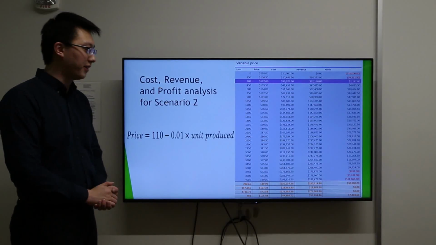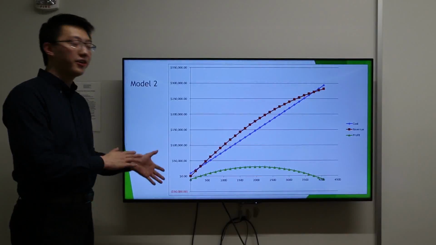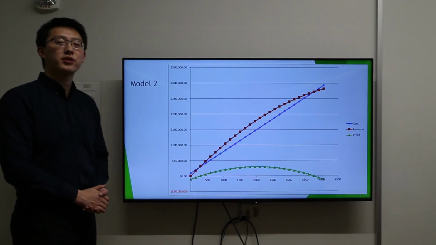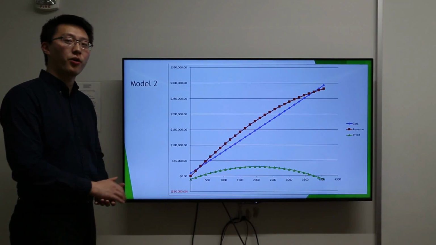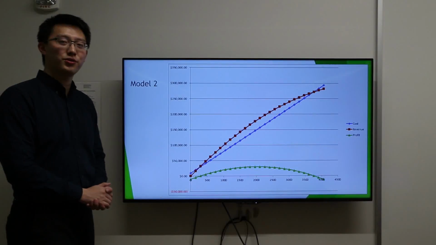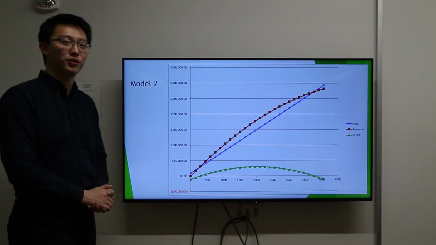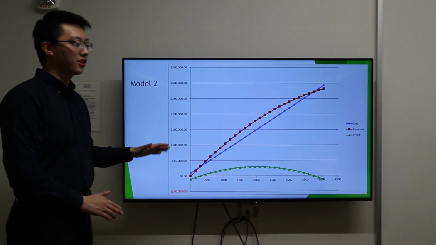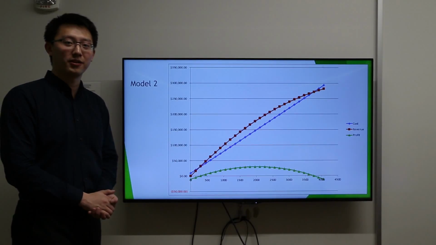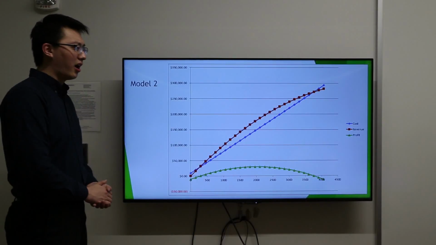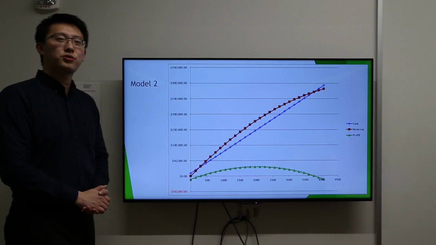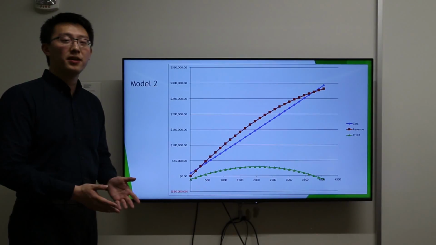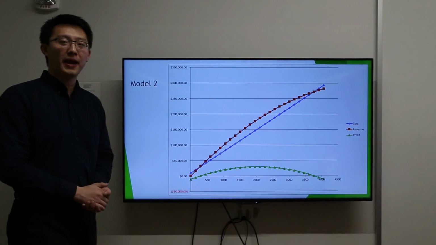And here is the graph representation for our scenario 2. Comparing the profits of both scenarios, if Team 22 were able to produce 492 units per year, based on the calculations provided in the previous slides, we would be able to make the maximum profit with scenario 1, even though scenario 2 gives us a better payback period.